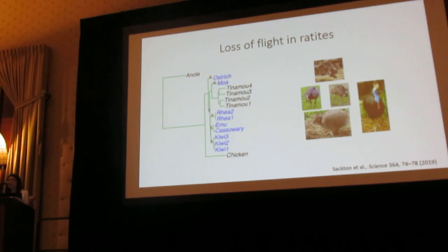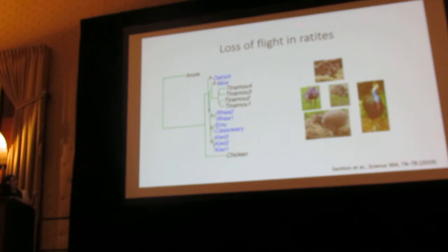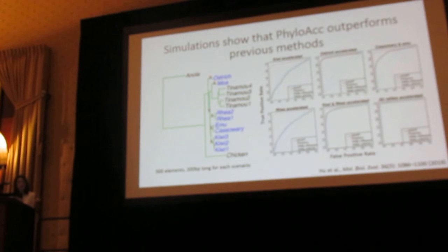We did some simulation studies based on the example of loss of flight in ratites. Here is a simplified version of our bird phylogeny, and there are 3 to 5 losses of flight in ratites. So we simulate different acceleration patterns and mix them with the elements with no acceleration, and test if our method can identify the elements with acceleration in ratites.